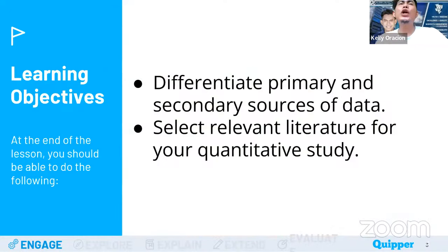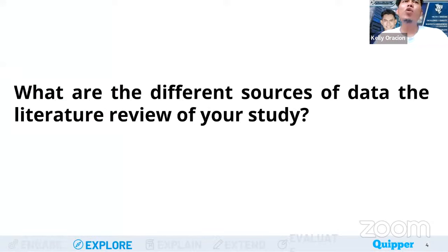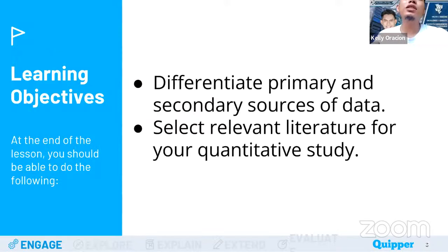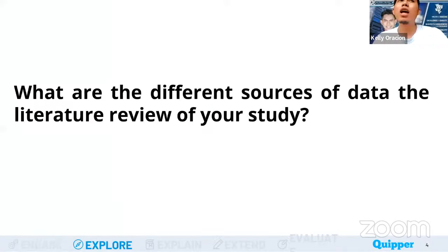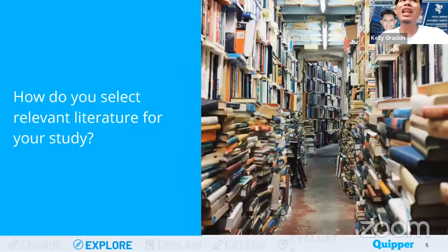Now, what is the learning objective of this lesson? You are going to differentiate primary and secondary sources of data, and you need to select relevant literatures for quantitative study. There are two different sources of data, no? We have what we call primary and secondary sources of data, and we will discuss that one isa-isa. How do you select relevant literatures for your study?